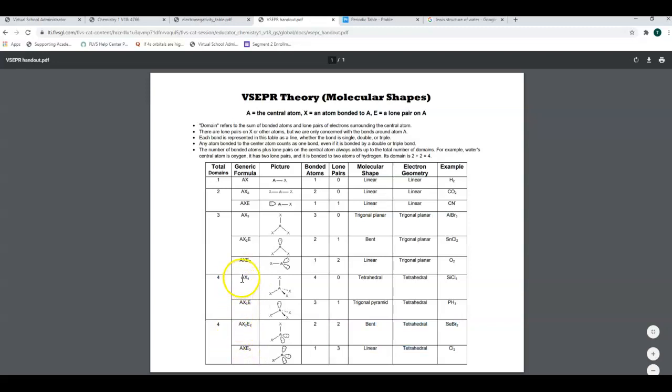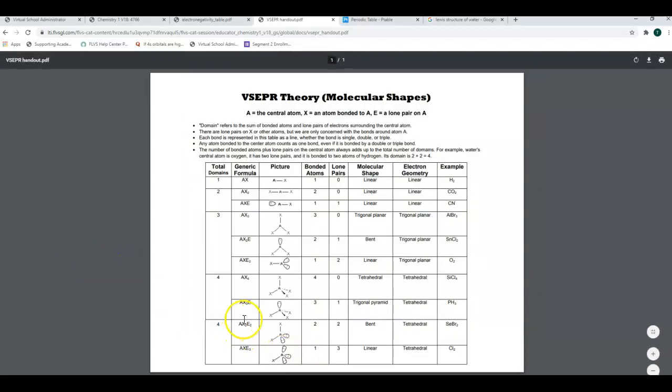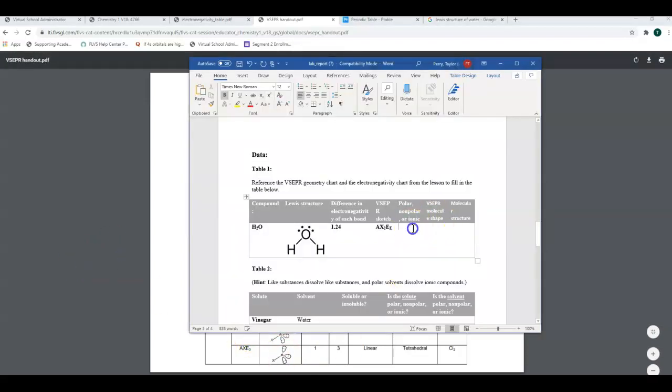Okay, so we know we have a central atom. We know we have 2 bonds. Okay, so it should be X2. Which one of these? So this one's X2, right? And we also know that there are 2 lone pairs. So it's going to be this guy, right? AX2E2. You can put the picture in if you want, but honestly, you can just write AX2E2. That's fine. Right? AX2E2. That's totally fine. You can just write that.